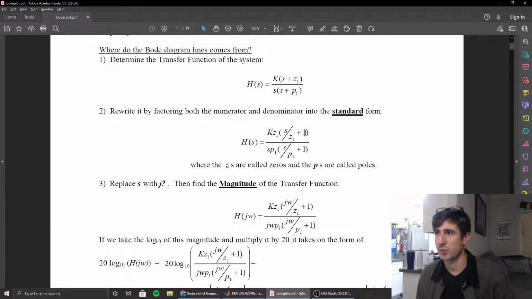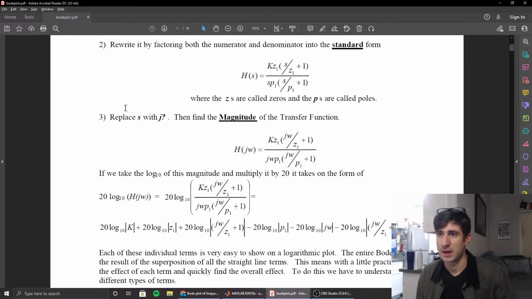What is standard form? Well, that means that you're going to have a 1 within these, and you can factor this out. So go ahead and just take a look at that, make sure it makes sense to you. Essentially all they're doing is dividing by z1 up here, so you pull the z1 out, and then you get a 1 here. And same in the denominator.